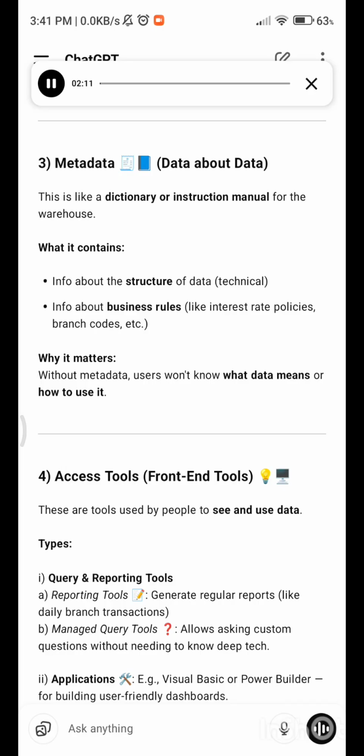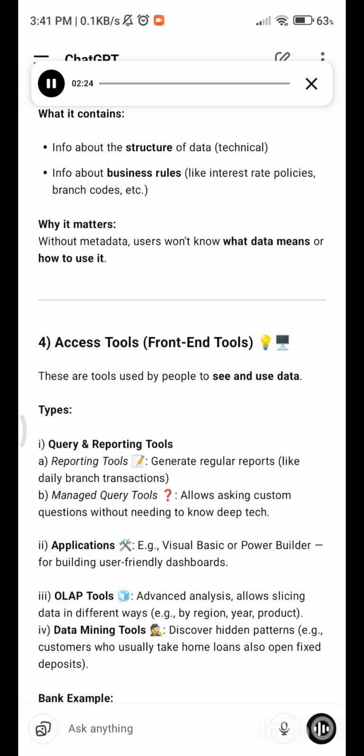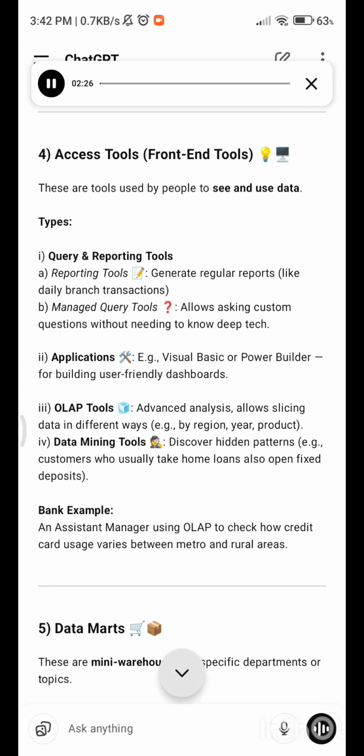What it contains: info about the structure of data, technical info, and info about business rules like interest rate policies, branch codes, etc. Why it matters: without metadata, users won't know what data means or how to use it. 4. Access tools, front-end tools. These are tools used by people to see and use data.